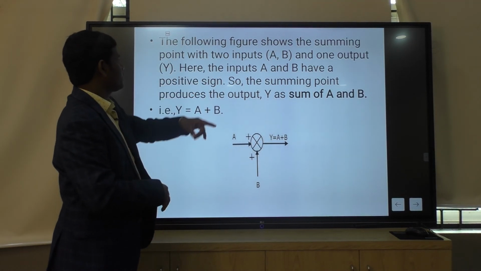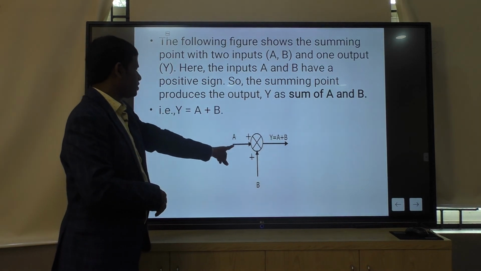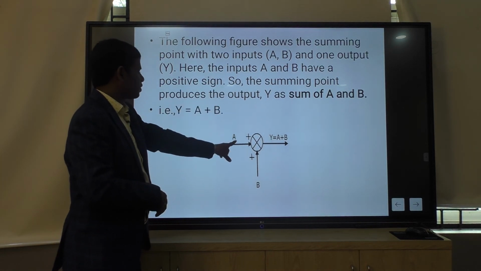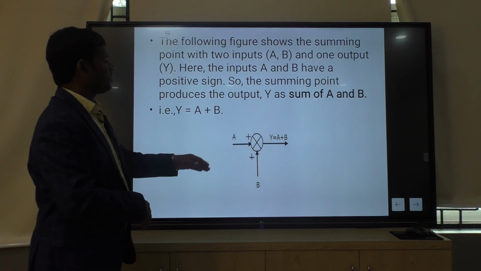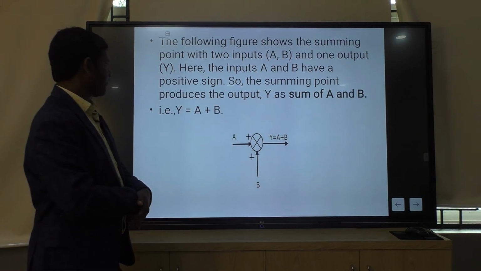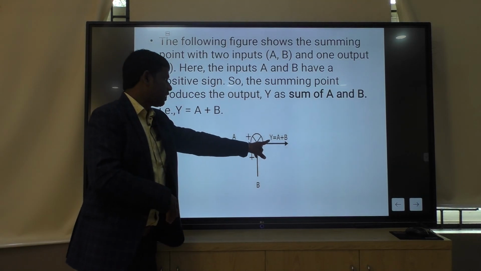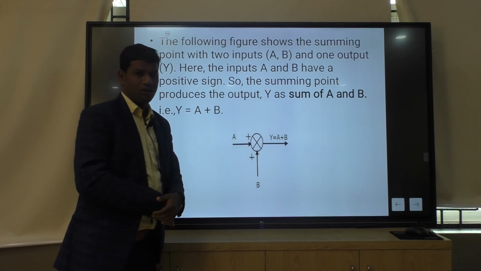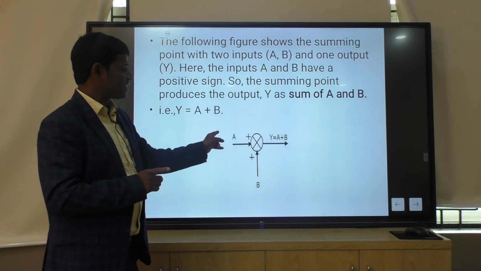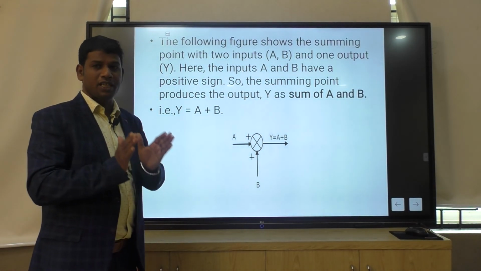The summing point has two signals, signal A and signal B. A and B are both positive. The summing point produces the output Y, the sum of A plus B. So for addition of two signals, we use a summing point. This summing point represents a summation of two signals.